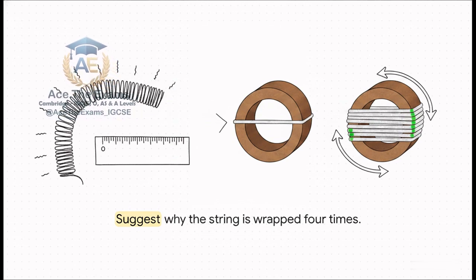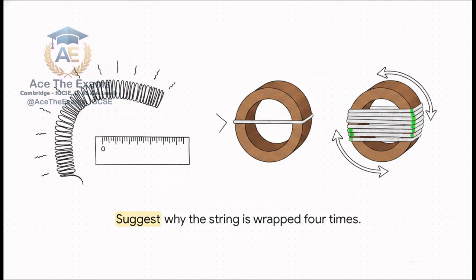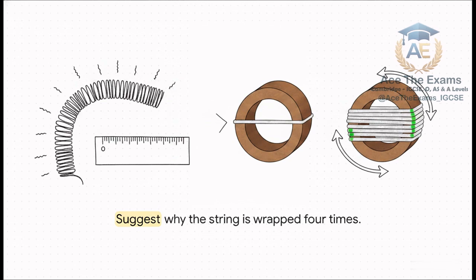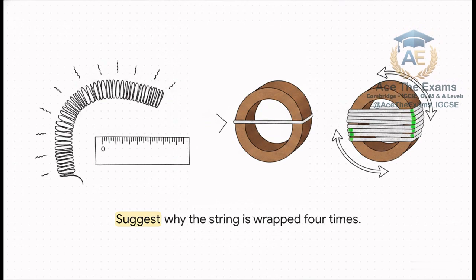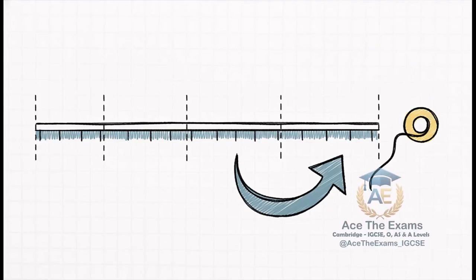If the exam command word asks you to suggest why the student wrapped it 4 times instead of just wrapping it once, how do you construct that PEEL paragraph before the 30-second timer runs out? Remember, the command word suggest means applying your knowledge to a new situation. Why multiple wraps? Think back to that bent wire we looked at earlier and the massive difficulty of reading tiny scales accurately. Here is the examiner's intended strategy revealed.